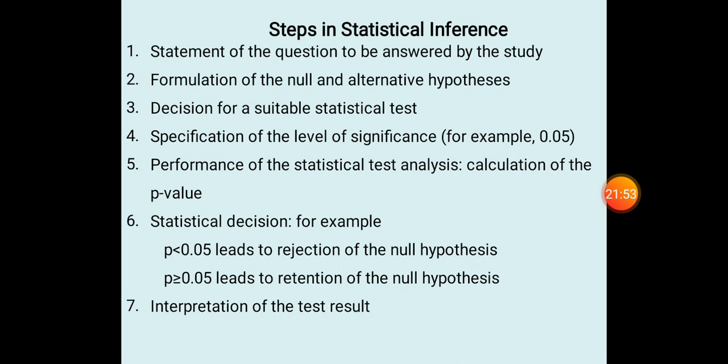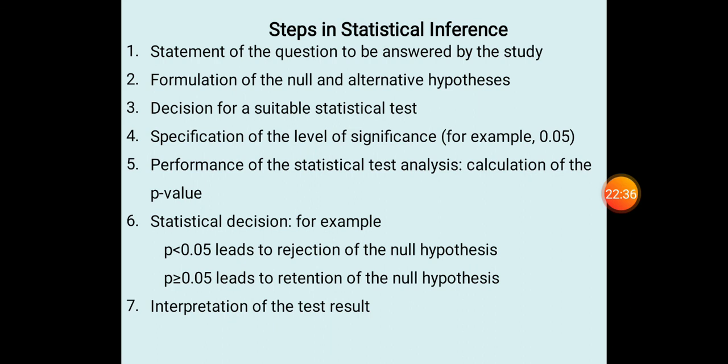Now these are the steps in any statistical inference or statistical test. The first is the statement of the question to be answered. That means we want to formulate a hypothesis, a question in our mind, a problem which we need to prove. We need to find whether anemia is actually prevalent among medical students in our college, or in any medical college in Kerala. That question needs to come to our mind. After formulating that question, the next step is to formulate your null hypothesis and alternate hypothesis.